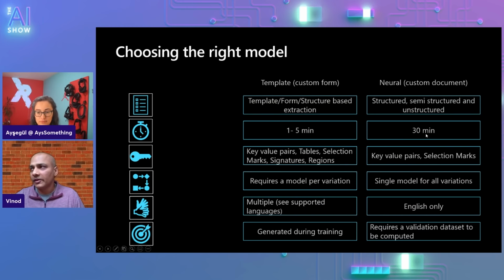The neural model takes about 30 minutes to train. The template model takes only about a minute or two to train. So it'll take you just about a minute to go ahead and train a template model, but you still have to deal with some of these challenges around variations and things like that.